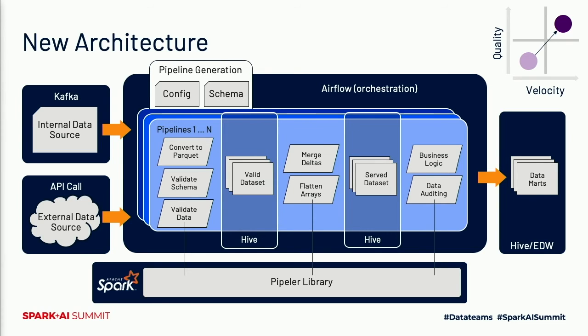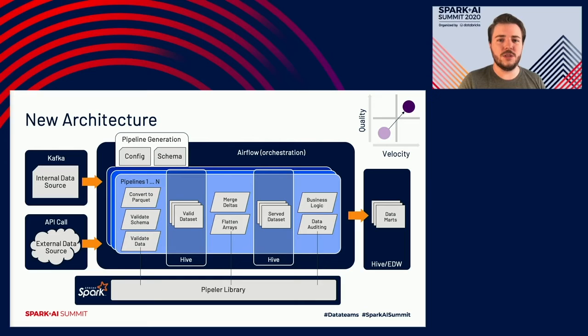Finally, we'll apply source-specific business logic and perform data auditing before landing that data into the final Hive layer that we call our data marts. This logic is still source-specific and custom, but it's now done in Spark SQL instead of Presto JSON extract.